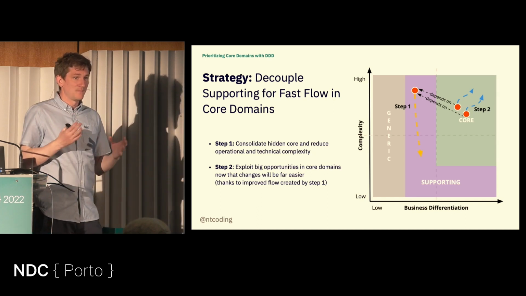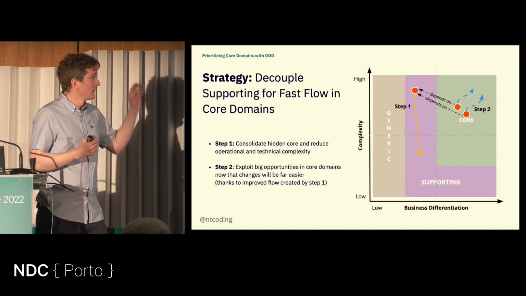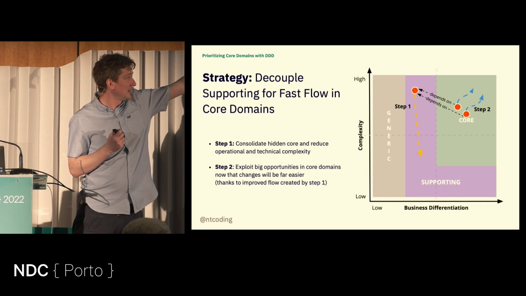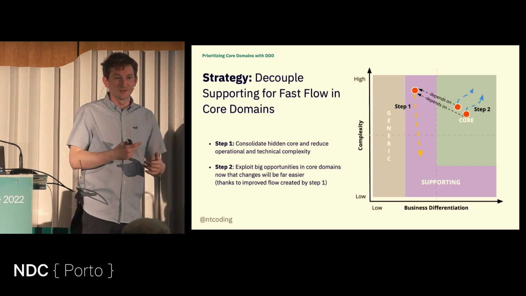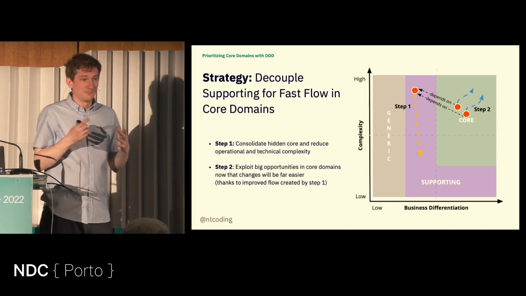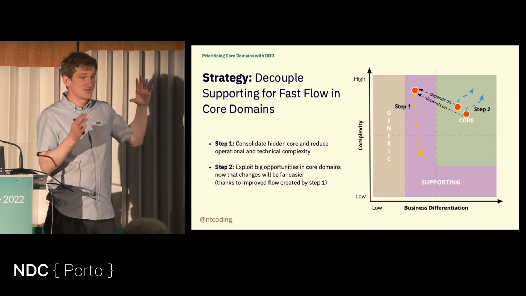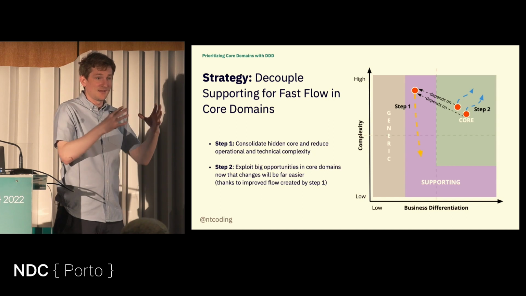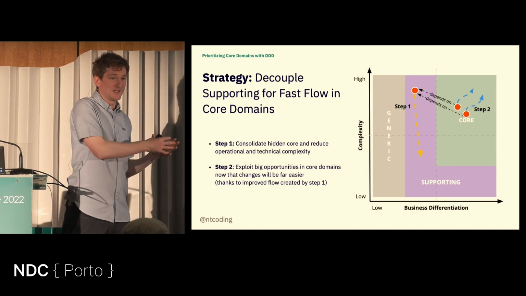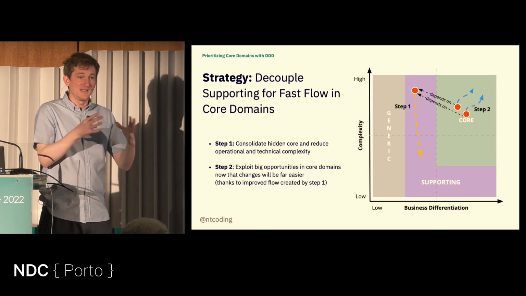The business were more focused on their core domains. They wanted to exploit those 2 domains in the right-hand corner with some new features and new capabilities. But with this chart, we were able to explain to them, actually, if we can consolidate that hidden domain, we can get rid of that manual process, we can make those changes easier.